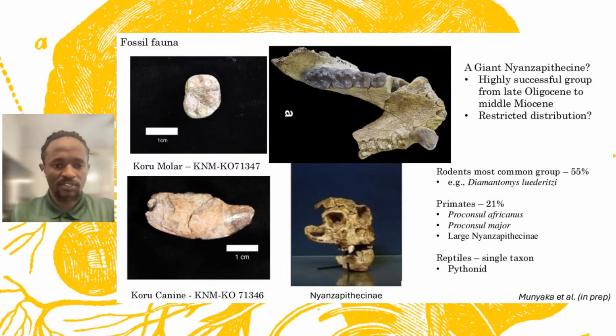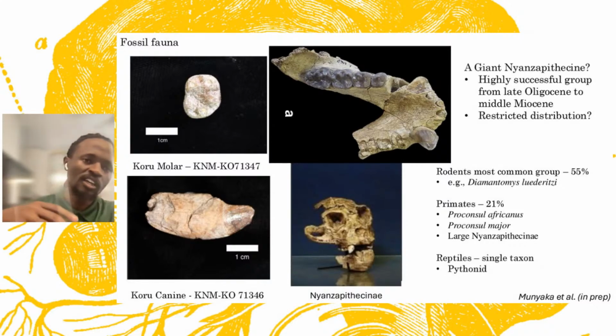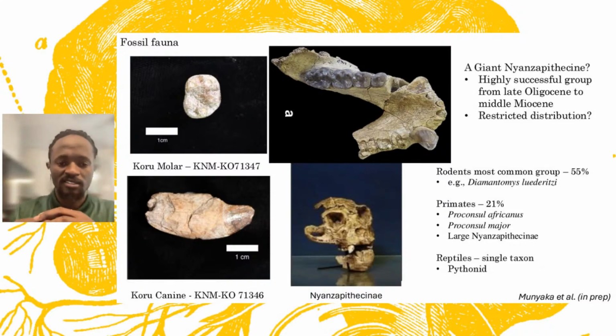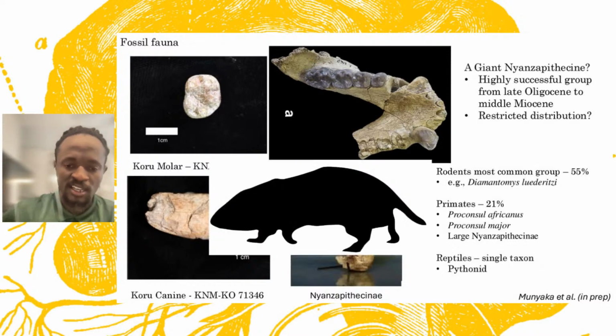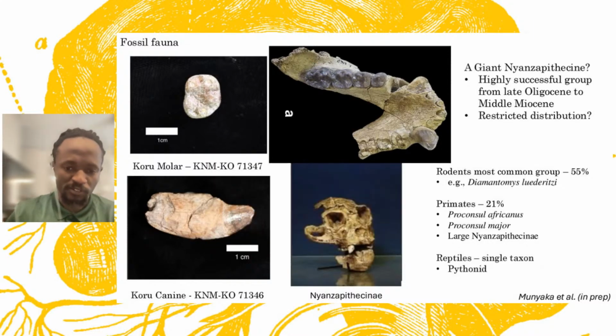If we look at the fauna collected from this site, it is pretty much everything that we see in Koru 16. You can find it in Songhor or other sites around the whole edifice itself, where you have about 55% rodents, these specific guys, and about 21% primates. More specifically, we have this large Nyanza pithecine, which is a highly successful group from the late Oligocene to the middle Miocene. We're still trying to understand why we can only see this large Nyanza pithecine around this area.